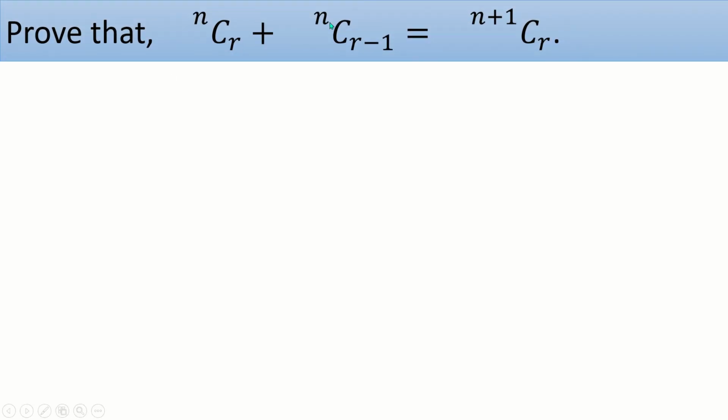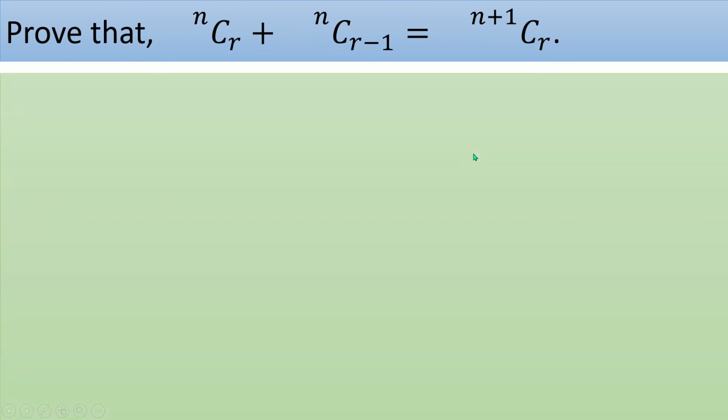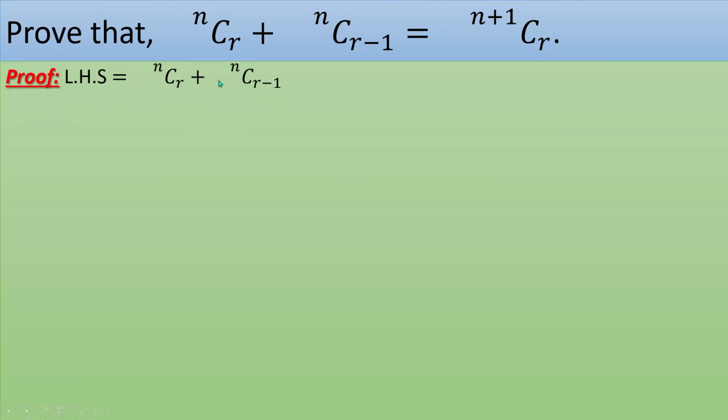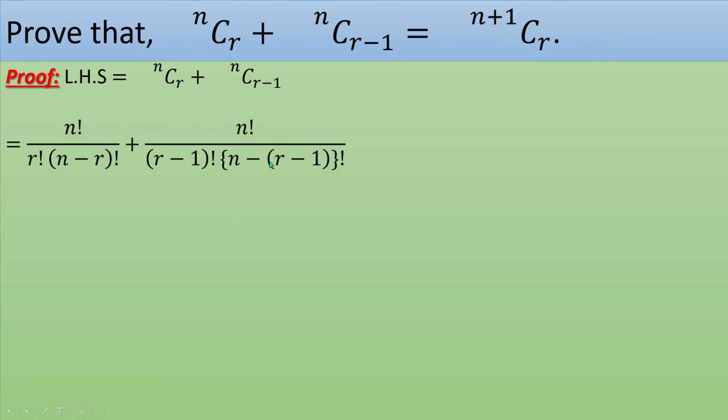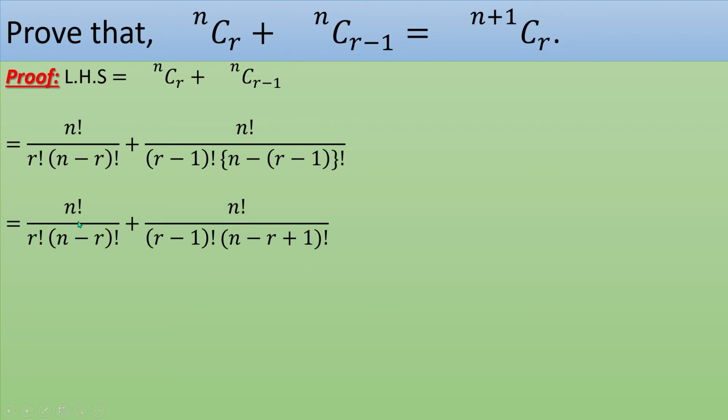Prove that nCr plus nC(r minus 1) is equal to (n plus 1)Cr. Proof: the left-hand side is given, and this is equal to, you can write nCr, that means n factorial divided by r factorial into (n minus r) factorial, plus nC(r minus 1), that means n factorial divided by (r minus 1) factorial into (n minus r plus 1) factorial.